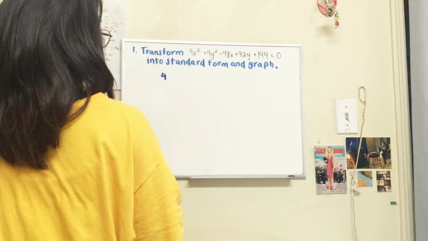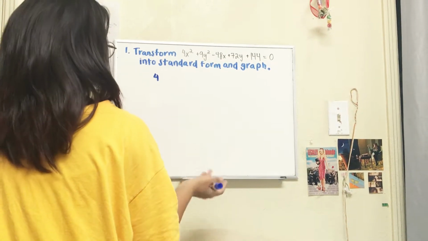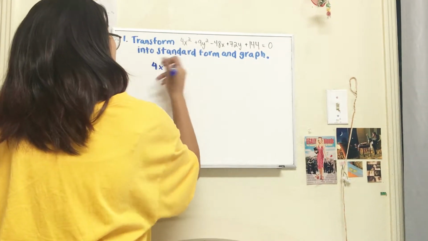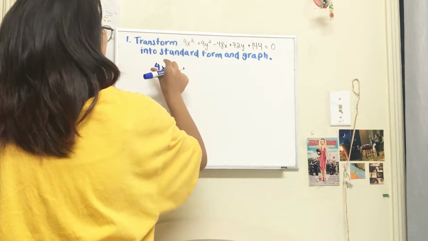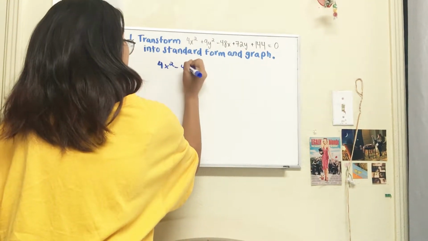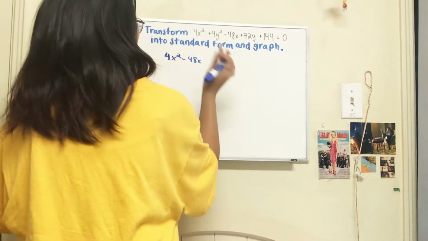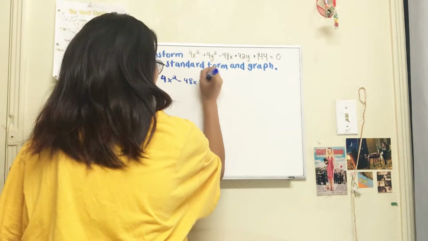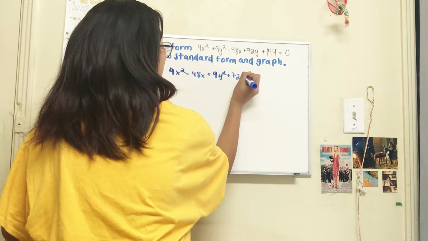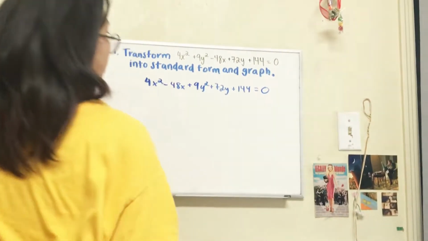So in this case, we want to have the x values on one side and the y values on another side, meaning that we take 4x squared and then we move the 48x over to the 4x squared to make sure that it's on the same side. Additionally, we're also going to do the same thing for the y values as well. And all we have left is the 144, and all of that totals up to 0.